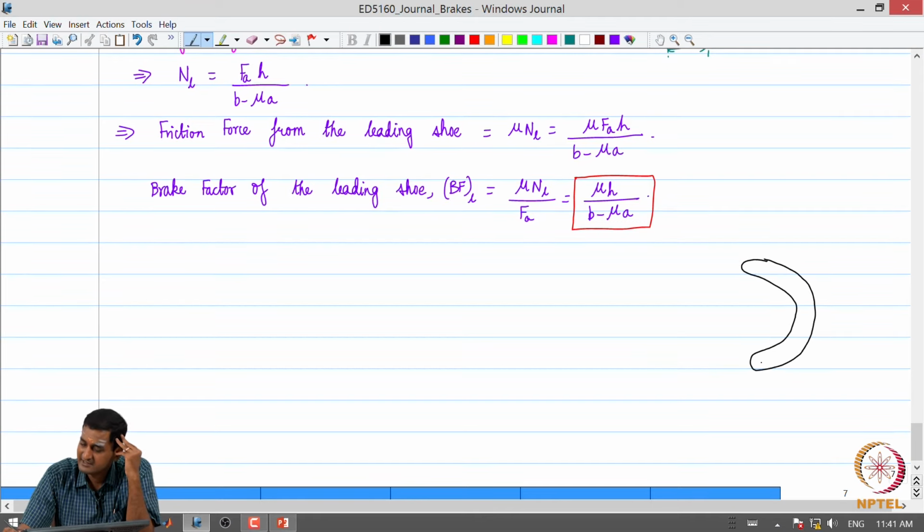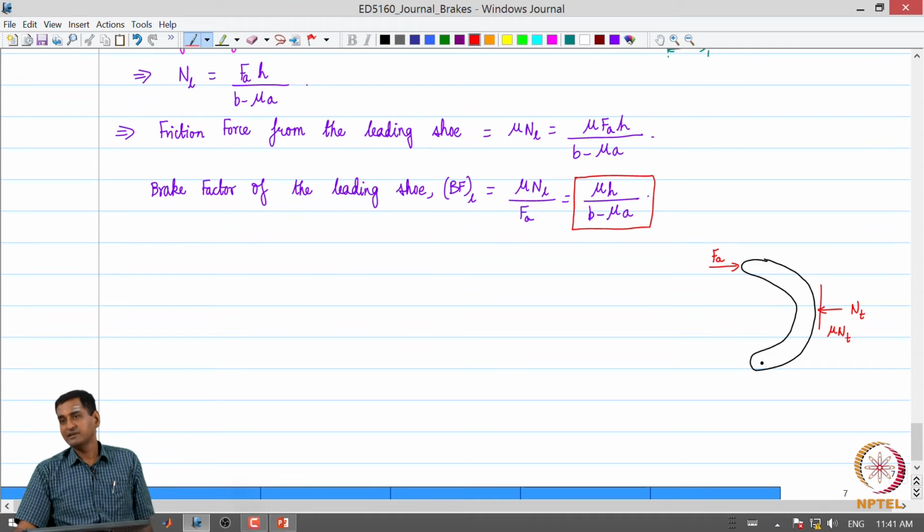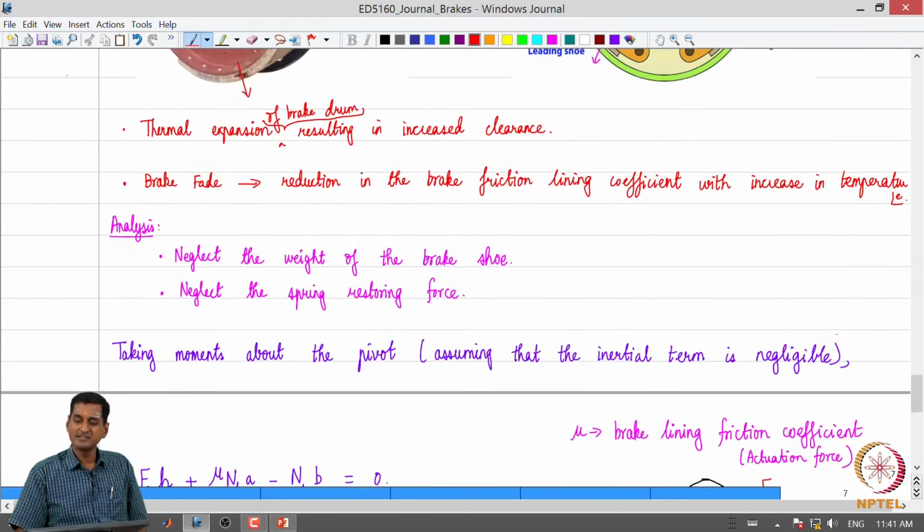So, this is my trailing shoe, and if you mark all the forces, FA is my actuation force. Once again, we lump all the normal loads and call it NT. Now, mu NT is going to be perpendicular, of course, to the normal load. The question is which will be the direction. So, now let us go and reason it out.